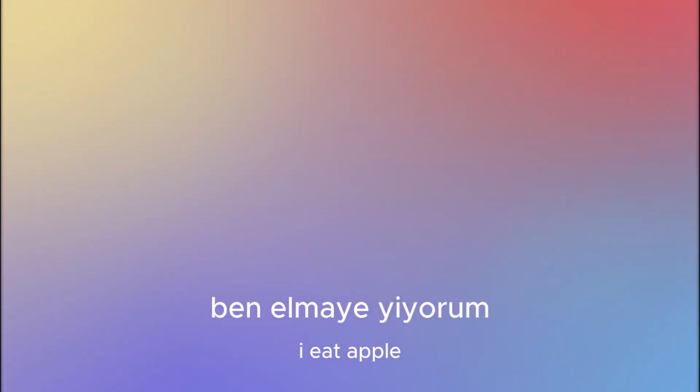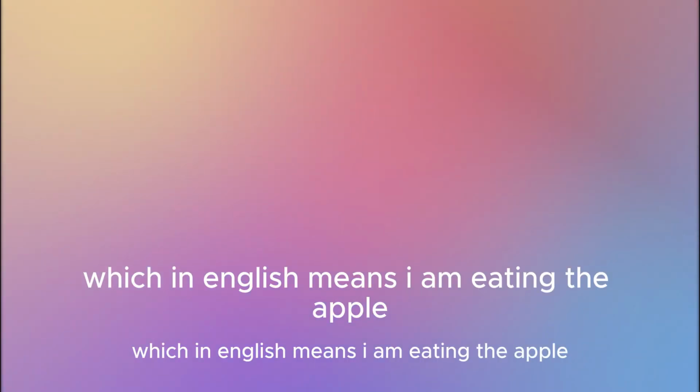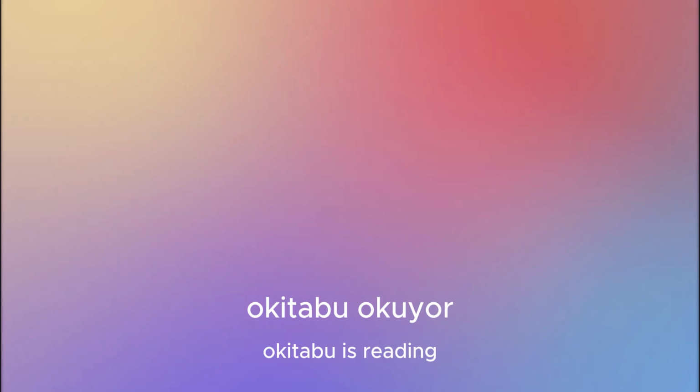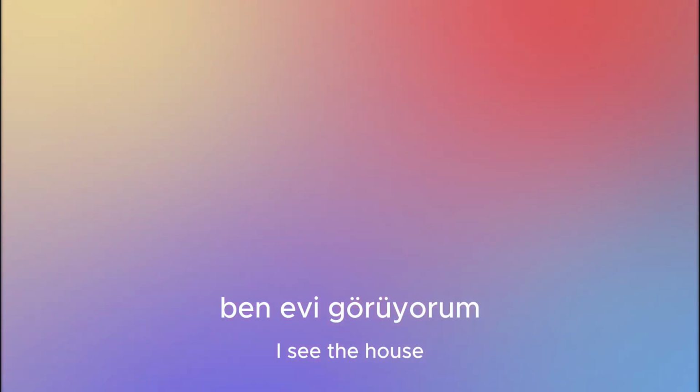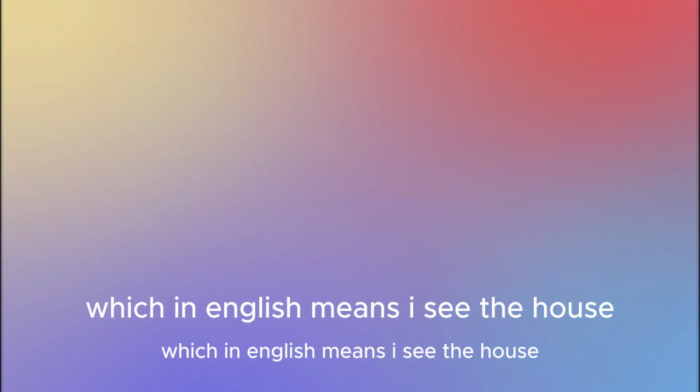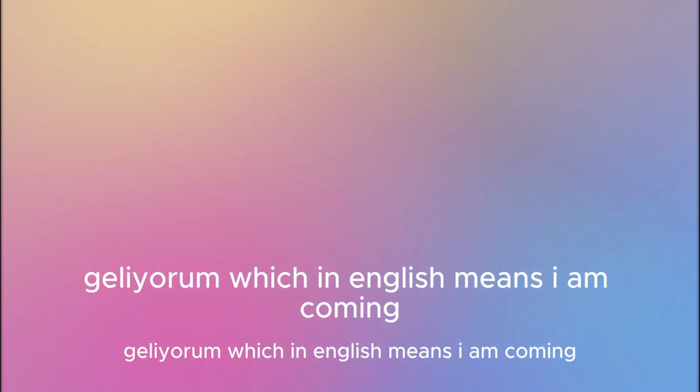Now, let's repeat slowly and let it become natural. Ben elmayı yiyorum, which in English means I am eating the apple. O kitabı okuyor, which in English means he or she is reading the book. Ben evi görüyorum, which in English means I see the house. Geliyorum, which in English means I am coming.